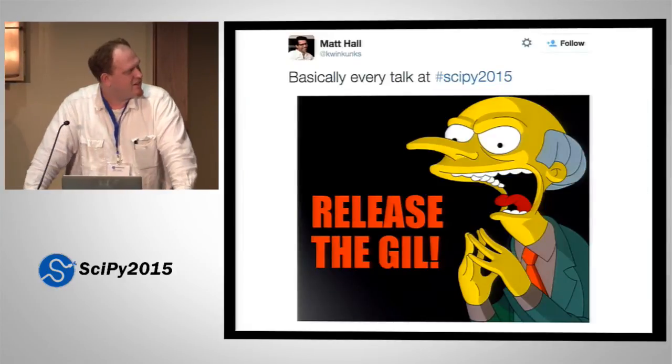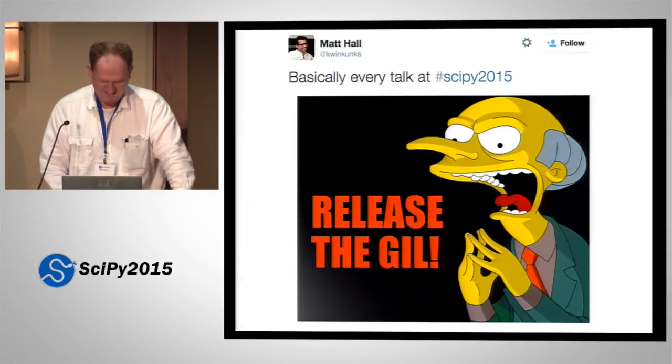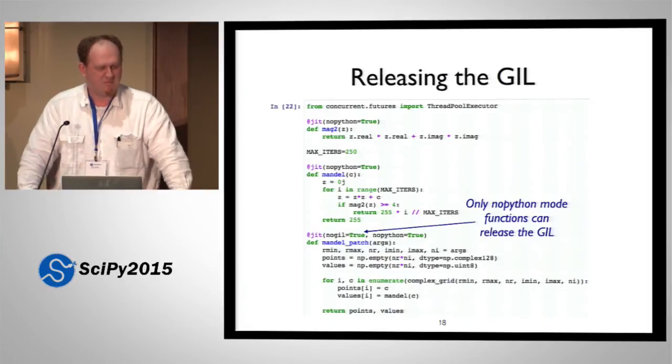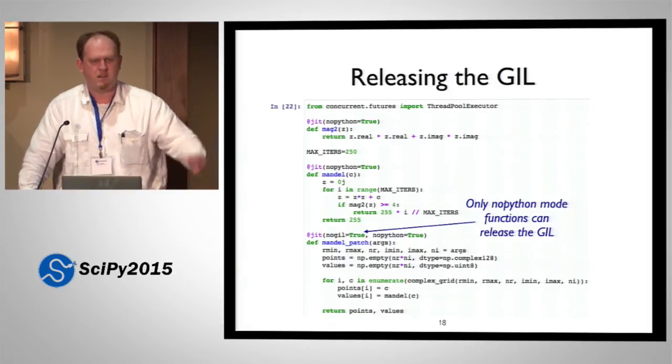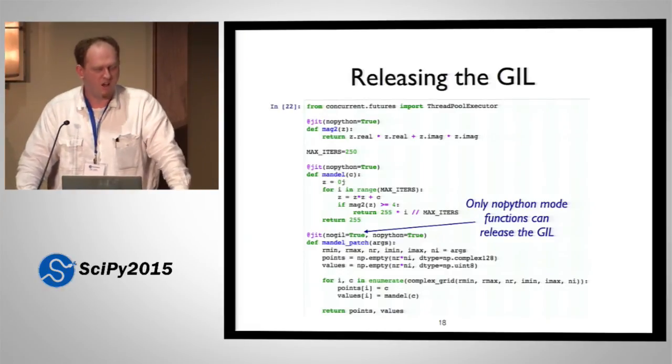And then someone reported this to me on Twitter, and so I had to make sure that, yes, you can release the GIL in Numba as well. Obviously, you can only do this on a nopython mode function, but if you pass nogil equals true, we will release the GIL for you on entry into that function. You don't have to put it on every other sub-function you call, just the one you call into from Python.